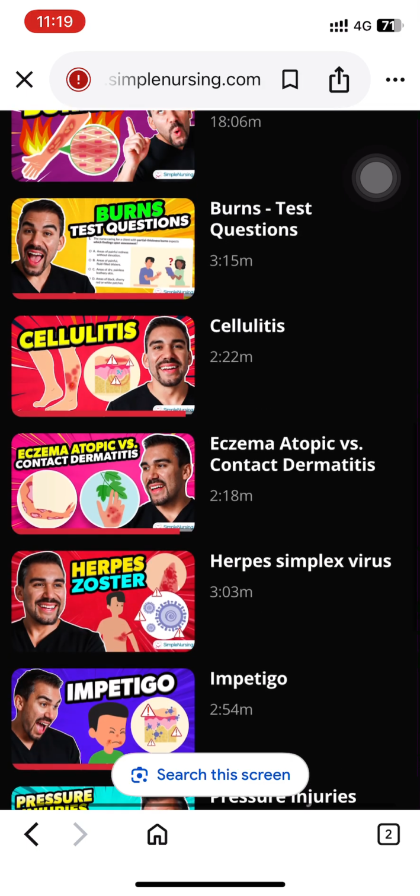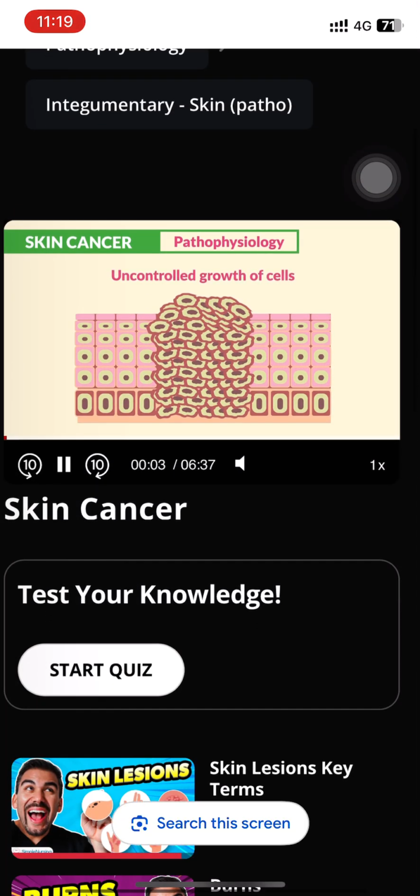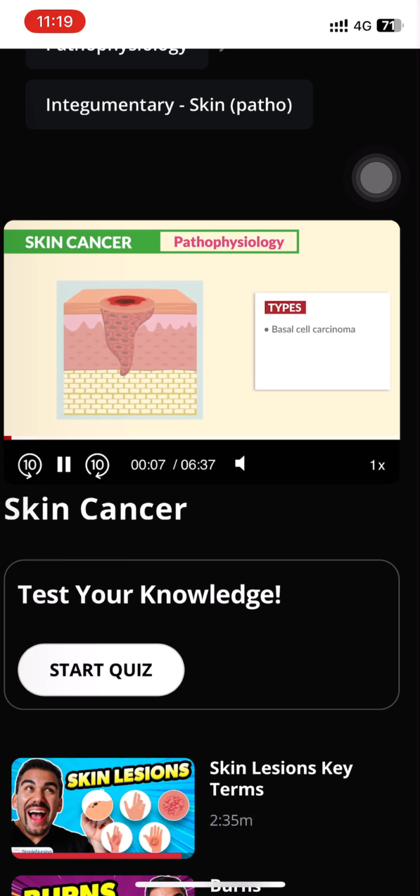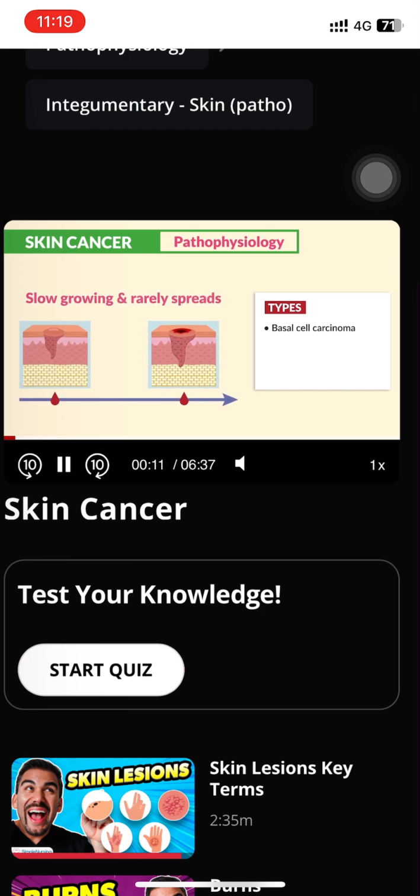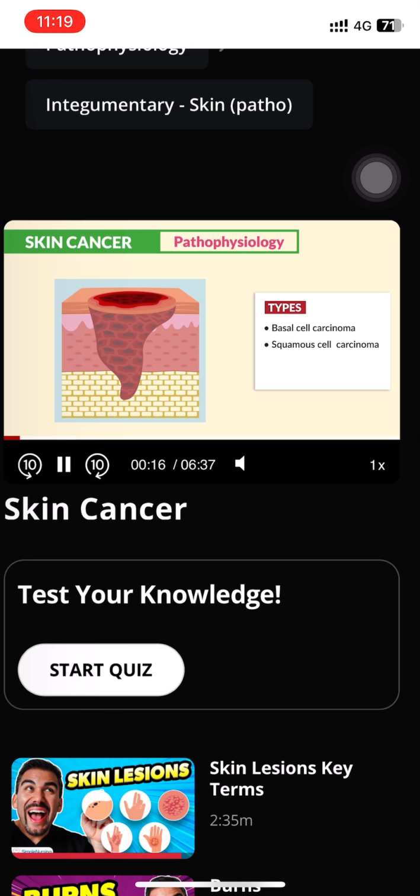Now for skin cancer. This is uncontrolled growth of cells within the skin, and we have various types. So basal cell carcinoma is the most common, but it's slow growing and rarely spreads. Squamous cell carcinoma is the second most common, and Kaposi sarcoma, which is a huge NCLEX tip.